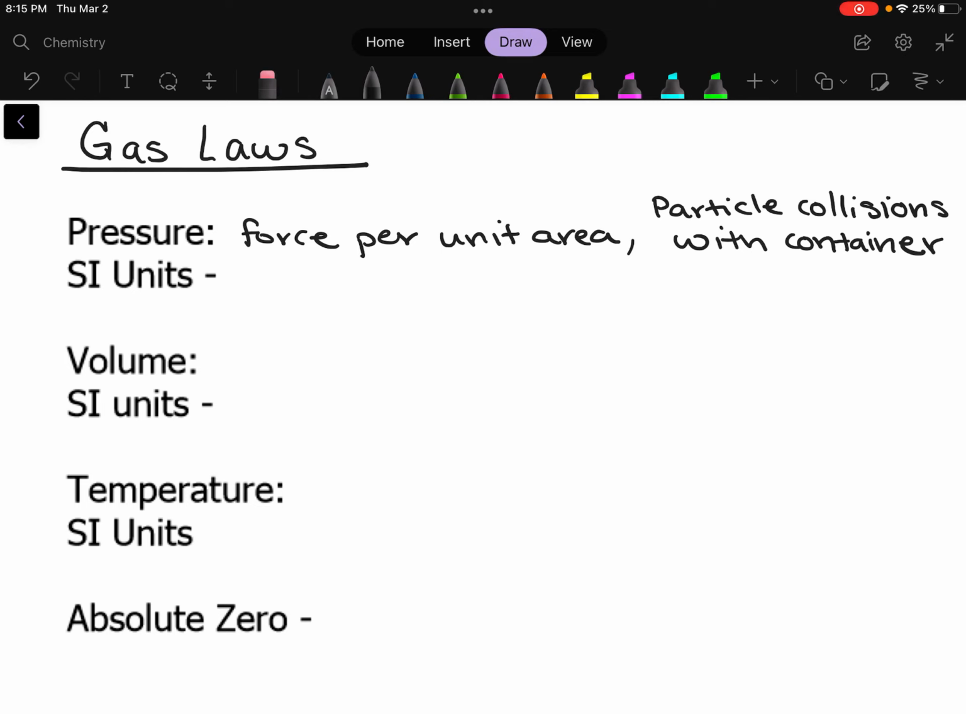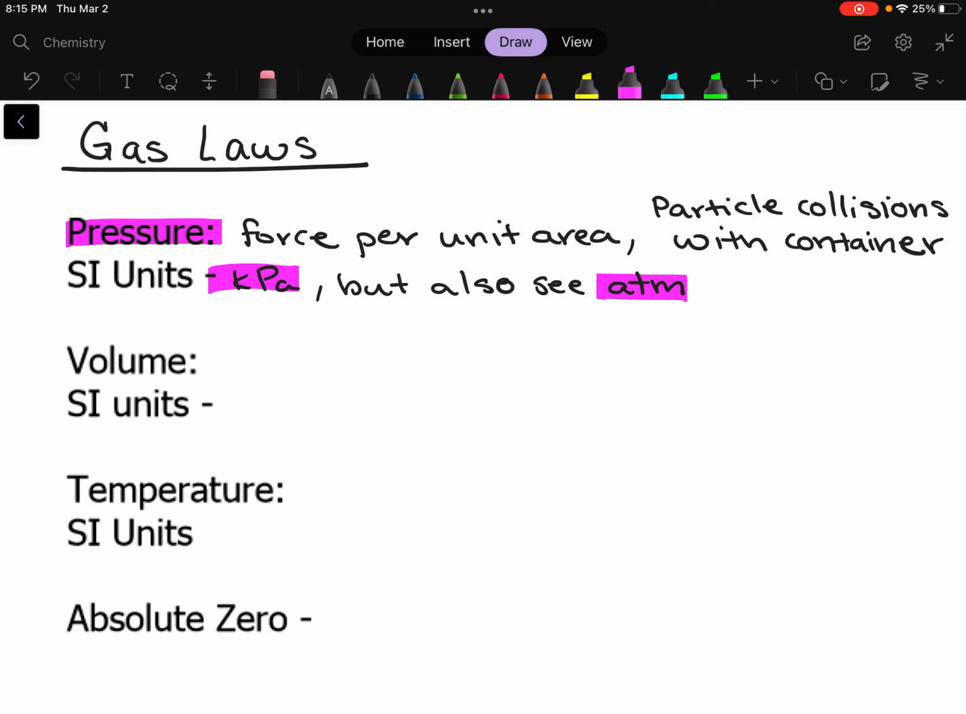The SI units for pressure are kilopascals, and we will see that in some of our work, but we'll also see atmospheres, and that's ATM. So we'll have both of those present in these. So if you see those, they go together.